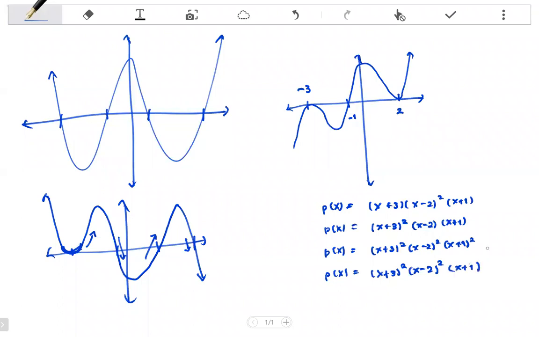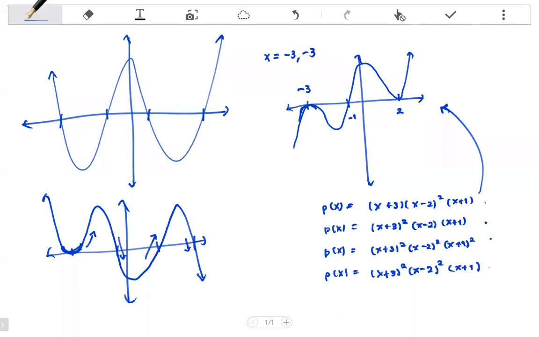So which of these functions depicts this graph? Let's look at the graph. We know that it bounces at negative 3. So that means the solution of the graph, negative 3, repeats, right?